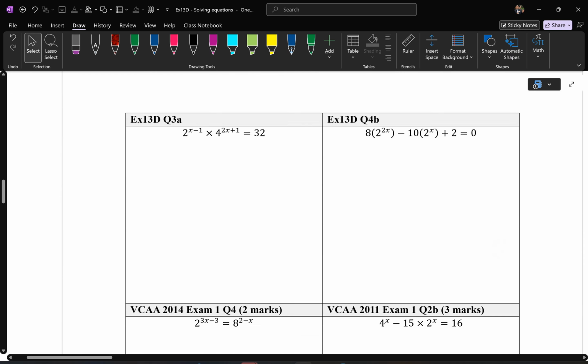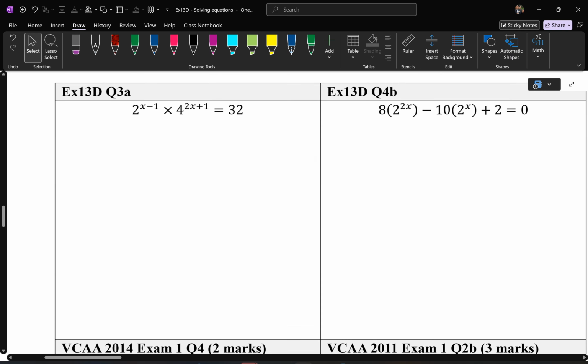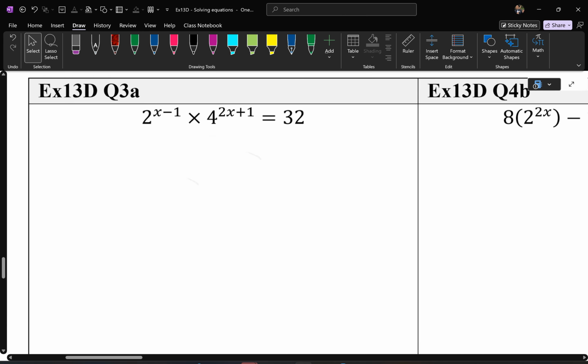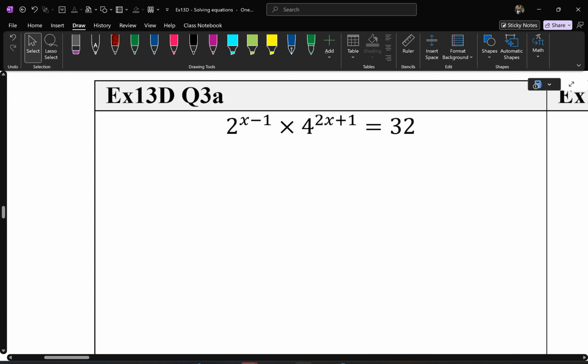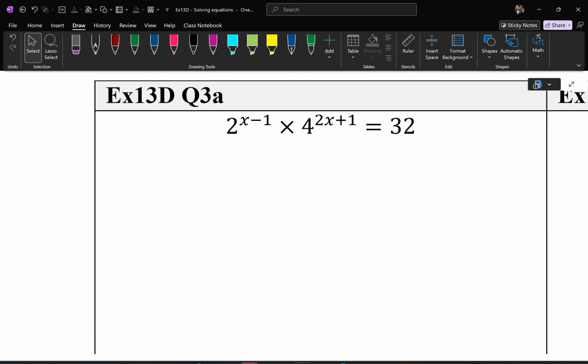Flip over the page. Remember, all these notes are on OneNote, so if I'm going a bit too fast, you can go back and watch the video or look at my notes again. Let's start off here. So this is a beginning of a year 11 type questions. It's exercise 13D, question 3A. So let's have a go.